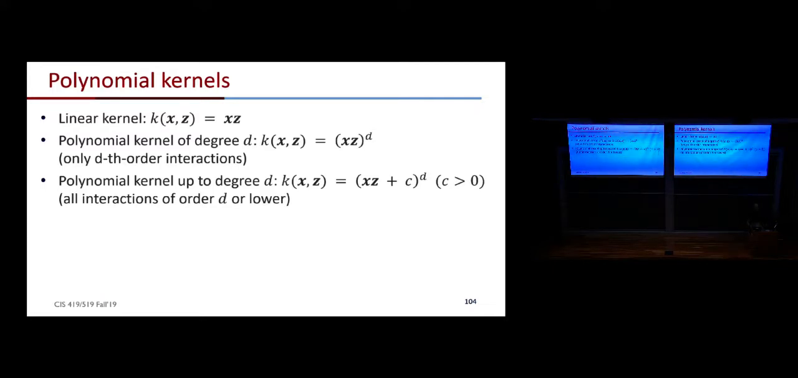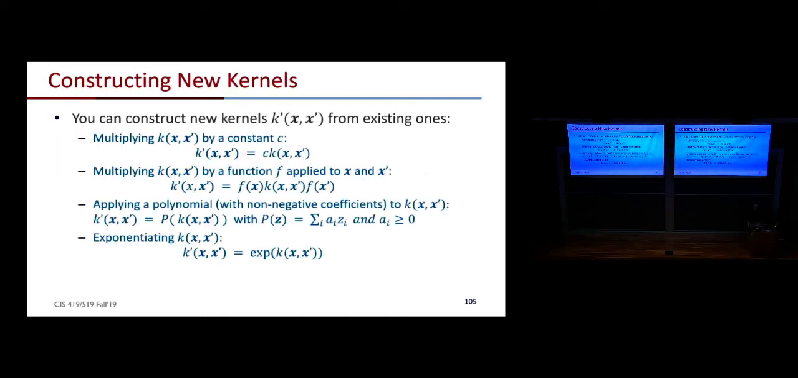So I already mentioned the linear kernels. That's basically just the dot product. I should have had transpose there. Polynomial kernel of degree d. We've seen the case of d equal 2. Polynomial kernels up to degree d. We've seen this example also with d equal 2 and c equal 1. So these are kernels. And in fact, we've proven that these are kernels.